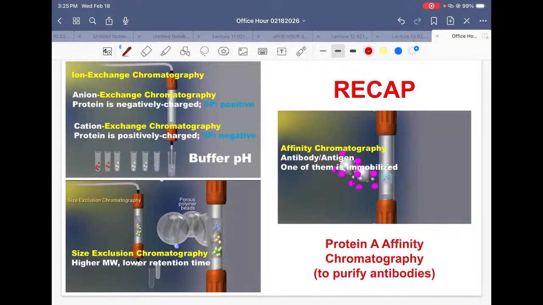So I have here the whole chromatography method in one single slide.